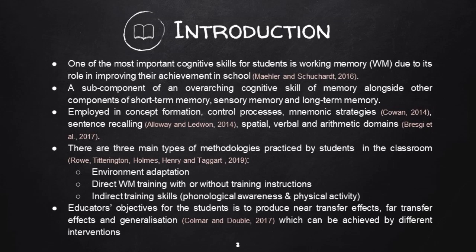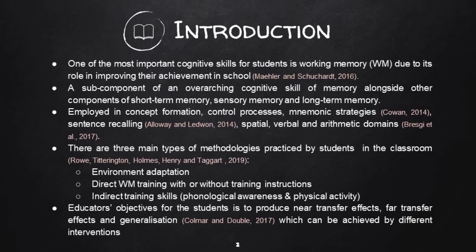in school. Working memory is a subcomponent of an overarching cognitive skill of memory alongside other components of short-term memory, sensory memory, and long-term memory. It is briefly known as the small amount of information that can be held in mind and used in the execution of cognitive tasks. Working memory is employed in concept formation, control processes, mnemonic strategies, sentence recalling, spatial, verbal, and arithmetic domains, which shows it is an important component to ensure the efficiency of students' learning process.